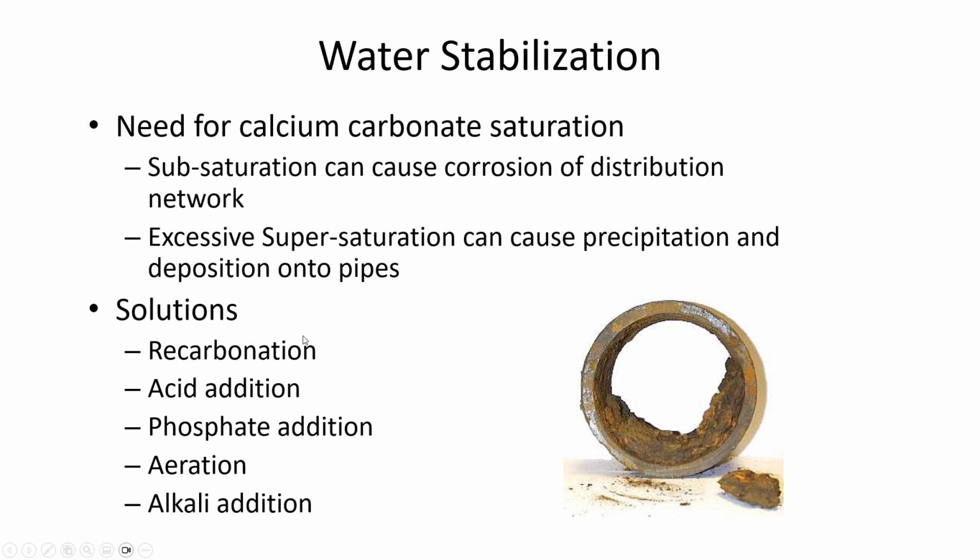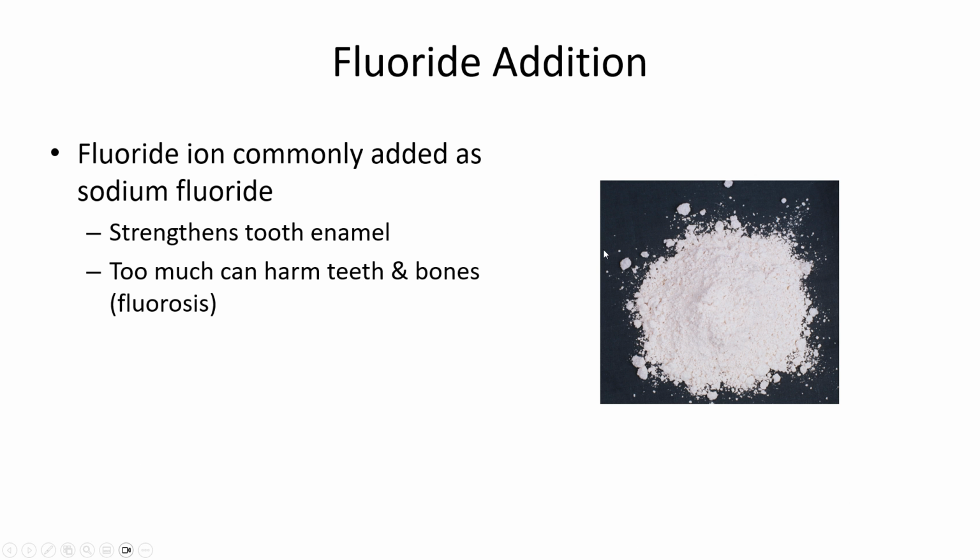Recarbonation is adding additional carbonate, and if there's too much, you could change the pH through acid addition, adding phosphate. Aeration is a way to force precipitation prior to the water entering the pipe. If you aerate water in the storage tank, it can force some of the minerals to oxidize in a location that would be less detrimental than precipitating in the pipe network. And adding alkali is just another pH addition measure that can get the water in the right pH range so that it doesn't precipitate in the pipes.